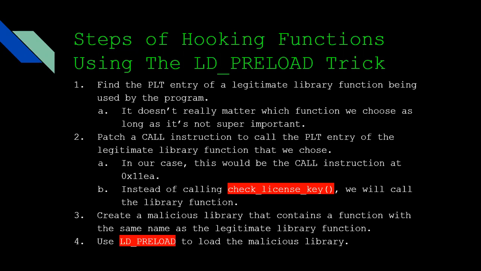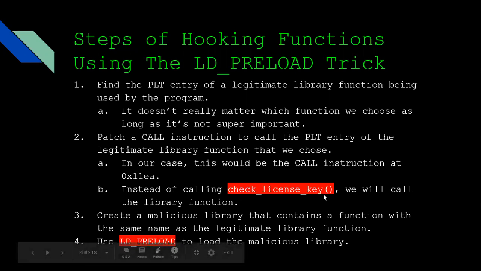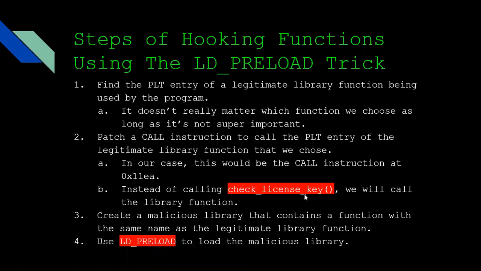Once we do that, we have to patch the call instruction that we found earlier. We would make it so that instead of calling the check license key function, it would call the library function that we've chosen instead. Then we would create a malicious library that also contains the exact same function with the same name and the same parameters. And we'll use LD_PRELOAD to load that malicious library in there.